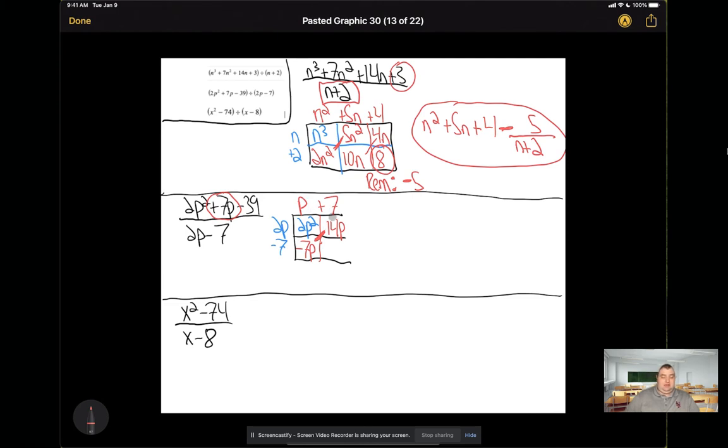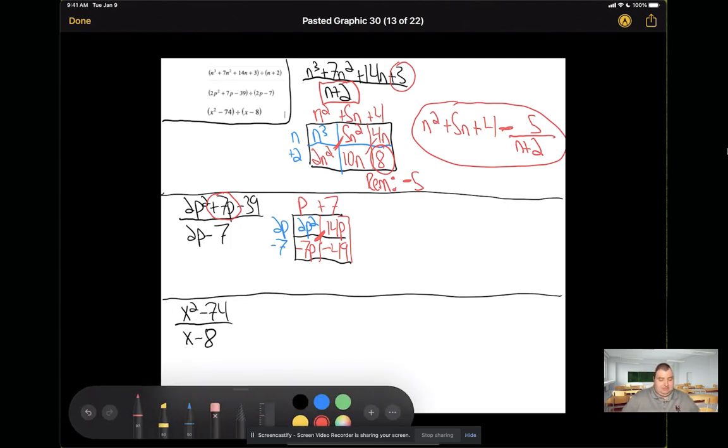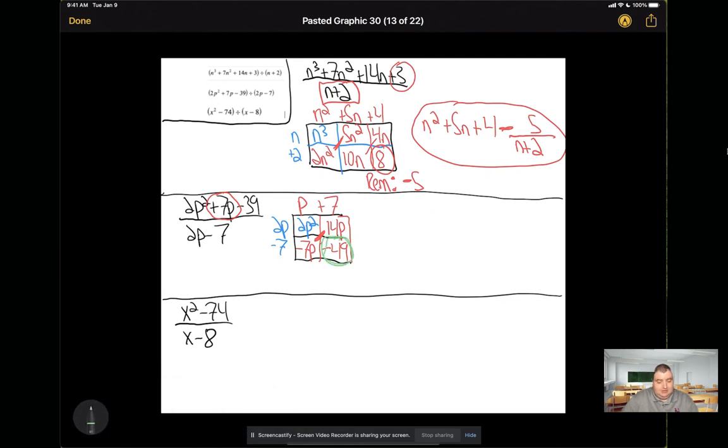2p times 7 is equal to 14p. Negative 7 times 7 is equal to negative 49. That is a constant term, so now I know I'm done. And if I double check my constant terms, notice I got a constant term of negative 49, but the actual constant term was negative 39, which means there's a remainder.